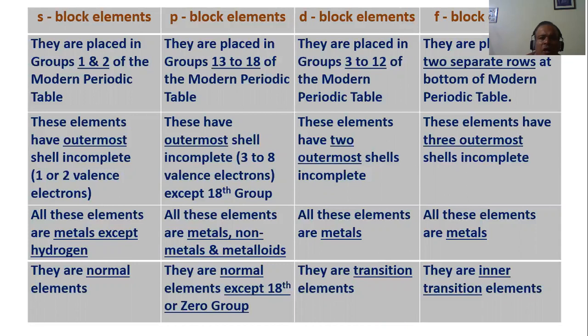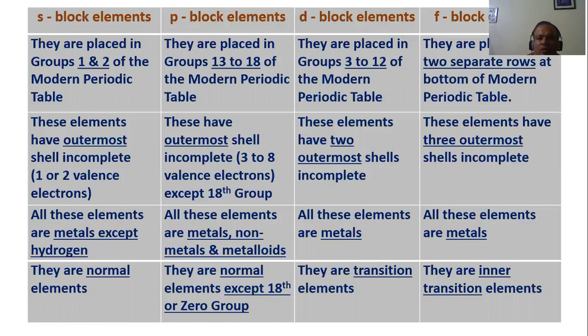Now we move on to P block elements. So what are P block elements? They are the elements placed in groups 13 to 18 of the modern periodic table. So groups 13, 14, 15, 16, 17, and 18. They also have their outermost shell incomplete, just like the S block elements, but they have 3 to 8 valence electrons. So they may have 3 valence electrons, 4, 5, 6, 7, or 8. The only exception here is the 18th group.